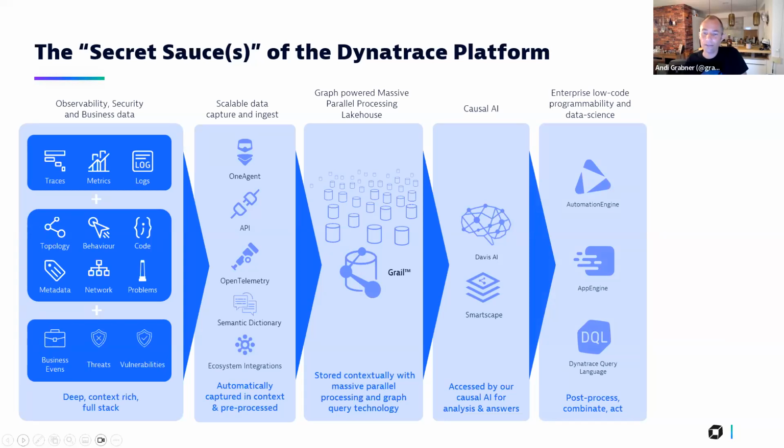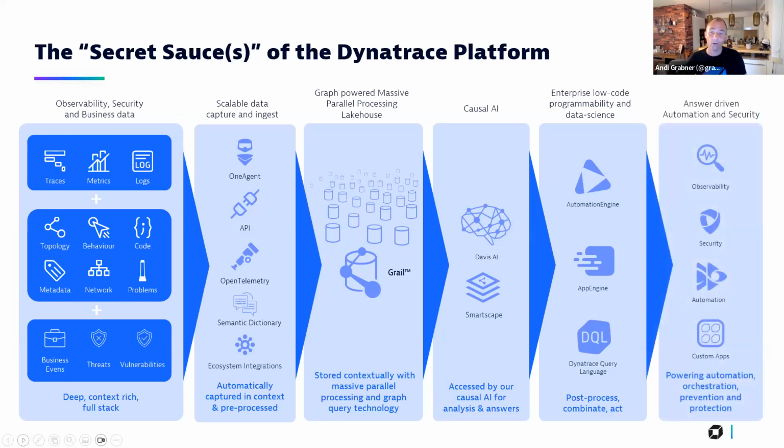It's very easy to get this out. We have a Dynatrace query language. We have an automation engine where you can build automation on top of data. And we also allow you to build even your own apps with App Engine. Right? So in the end, our motto has always been answer-driven automation and security. And I think it perfectly fits into modern platforms.